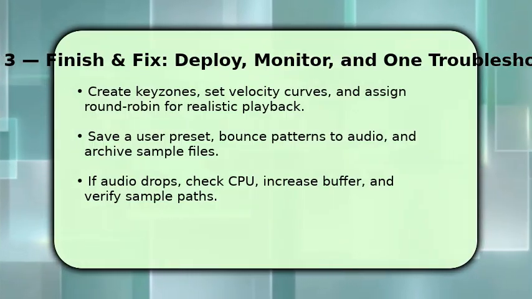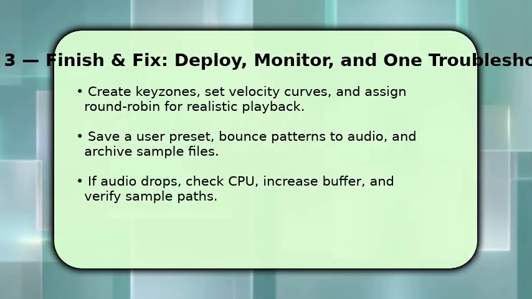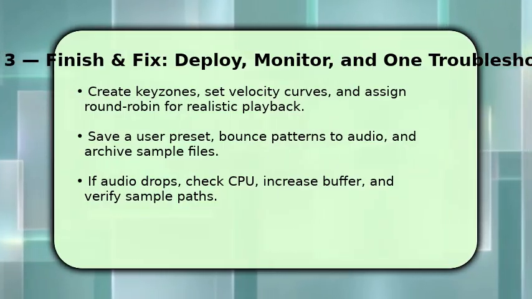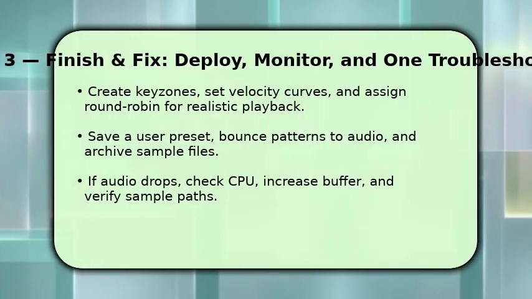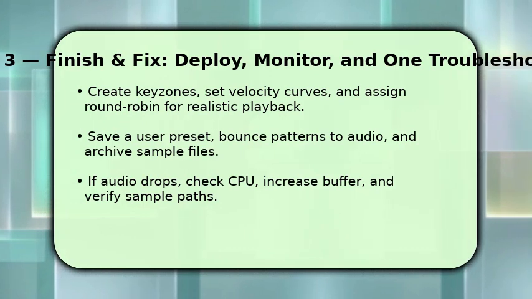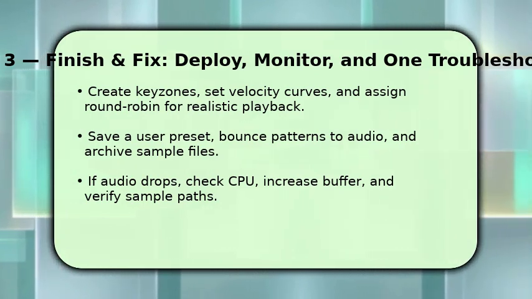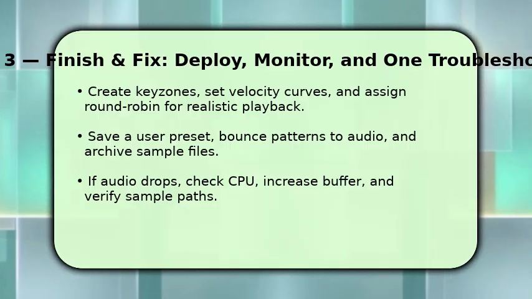If things go wrong, like audio glitches or missing samples, first increase your buffer, then check CPU usage and thread priorities, and finally verify sample file paths in native access. These steps close the session and keep your sounds recallable and stable.